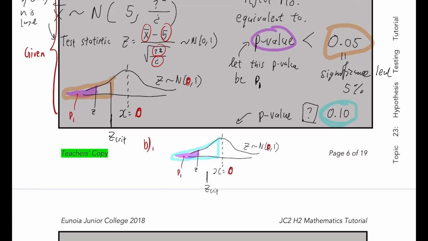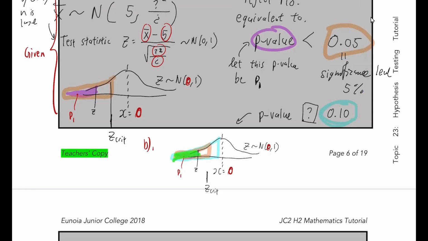Can you see the 0.10? Now, question: is 0.10 bigger than or smaller than 0.05? Bigger, right? So where's my orange area actually? It's somewhere in the middle. Can you see? I'm drawing a lot of things.